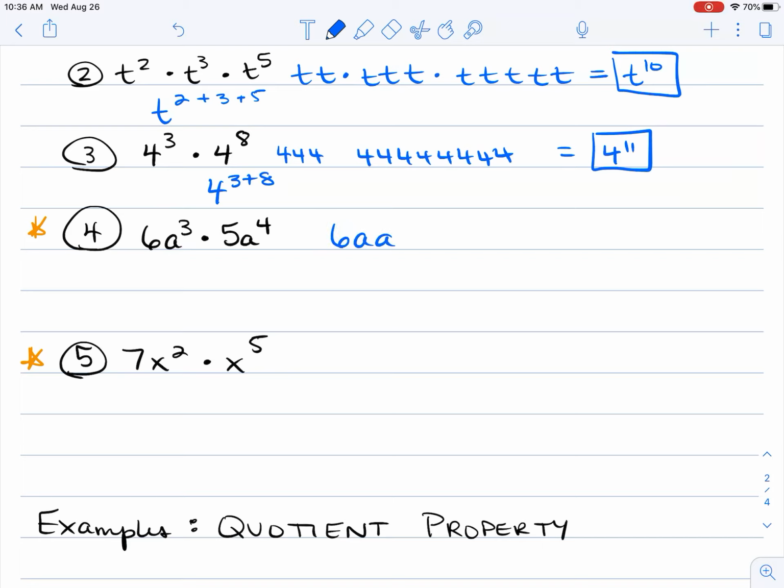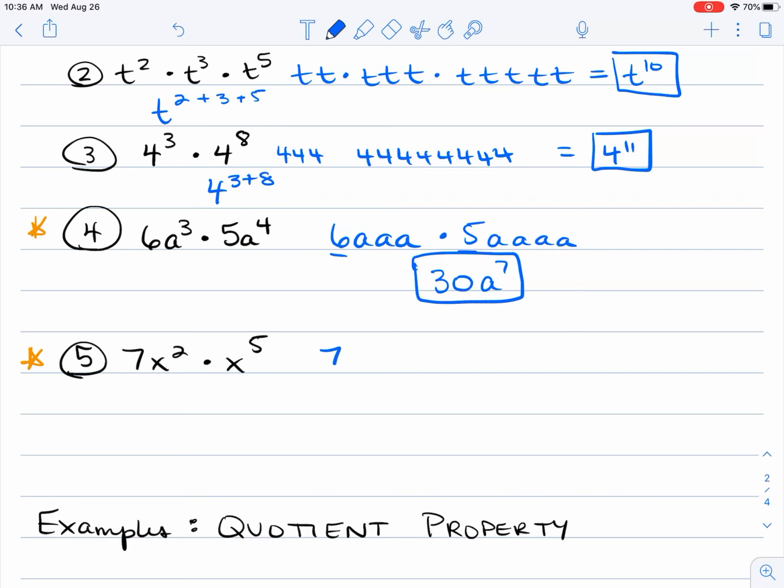So this expands to a 6 with 3 a's times a 5 with 4 a's. So if we follow our order of operations, I'm still going to do 6 times 5, which is 30, and then I'm going to count my a's, which is 7. So that's how that works. Okay, so be careful to not add the coefficients because you're adding the exponents. Those two things don't go hand in hand.